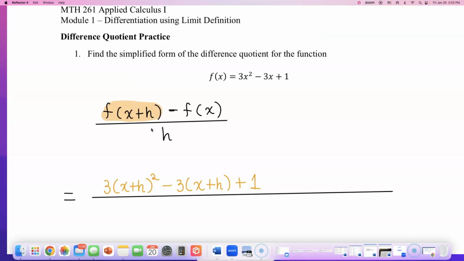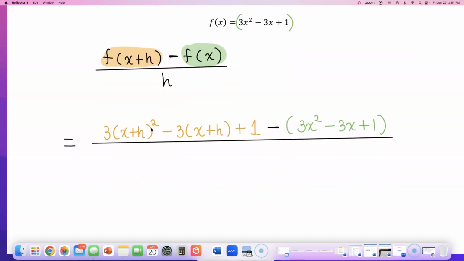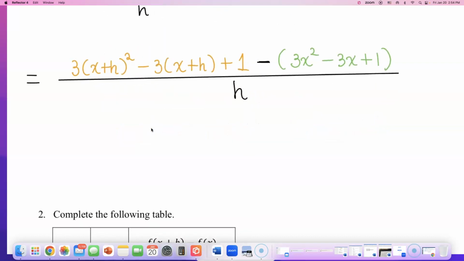What's next? Copy down the minus sign, and I need to subtract f of x from it. So f of x is this entire function, so I'll put that in a parenthesis. 3x squared minus 3x plus 1 will be subtracted from here. And all of these will be divided by h when we are done simplifying the numerator.